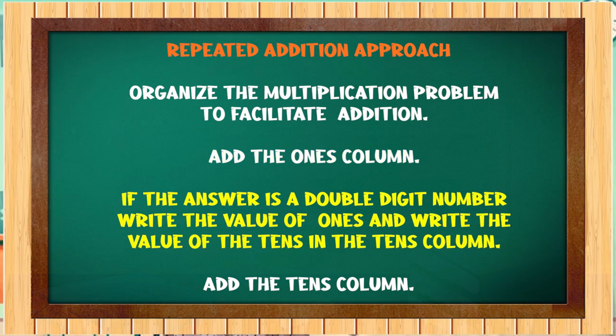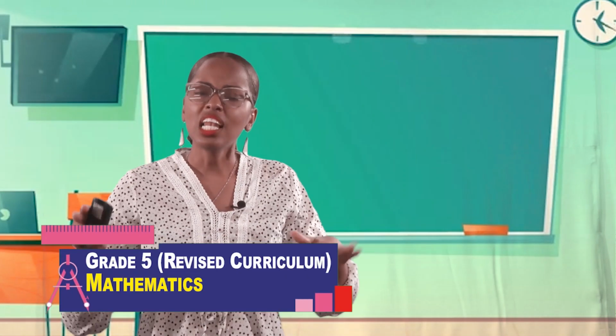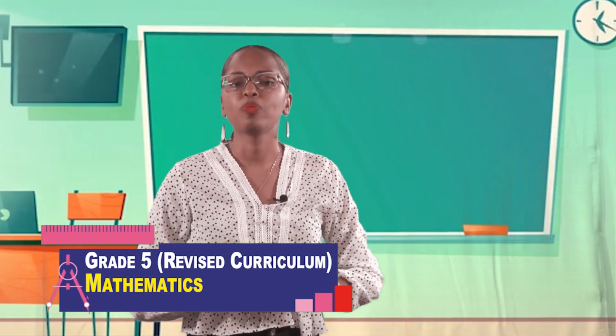And if the sum of that gives us a double-digit number, then we write the value of the 1 at the bottom, and we write the value that's in the tens place above the tens column. And then, of course, we add the tens column, and that would give us our answer. Let's work a practical example.